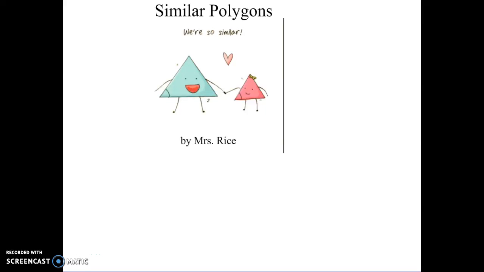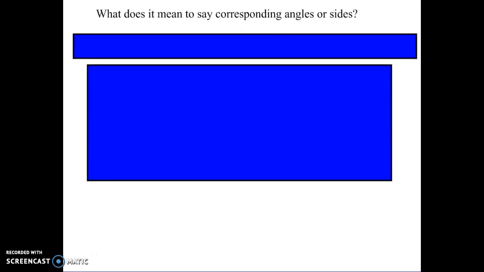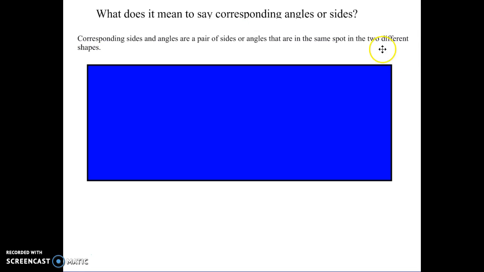Today we're going to talk about similar polygons. I'm going to refer to something called corresponding angles or corresponding sides, and I wanted to make sure that you knew what I was talking about when I said that phrase. So, I just wanted to define that for you. Corresponding sides or corresponding angles are a pair of sides or angles that are in the same spot when you're comparing the two different shapes.